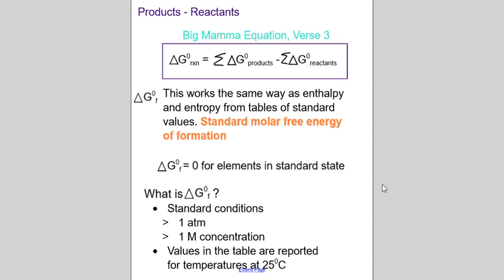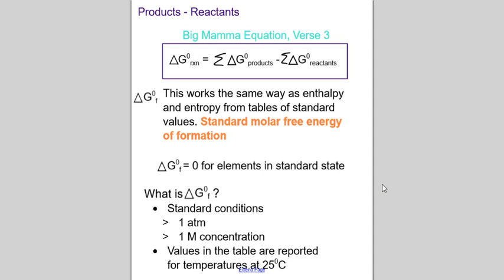So this brings us to, hey, Big Mama equation version 3. Looks exactly like version 1 and 2. It's just now it has delta G instead of delta H or delta S. So free energy of the products minus the free energy of the reactants gives you delta G of the reaction. So this is the same. These are all standard values again.